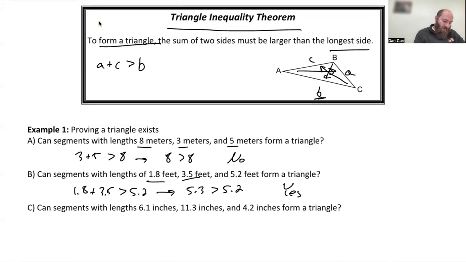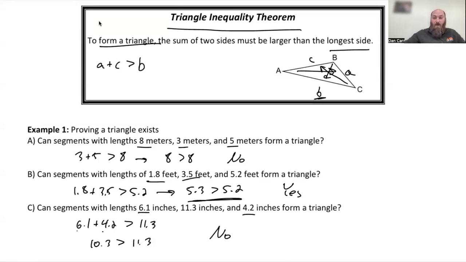Okay, and then for the next one, we've got 6.1 and 4.2. We do 6.1 plus 4.2. Is that greater than 11.3? That comes out to 10.3, greater than 11.3, and that's a no. So the only one that satisfies the triangle inequality theorem is this one right here.